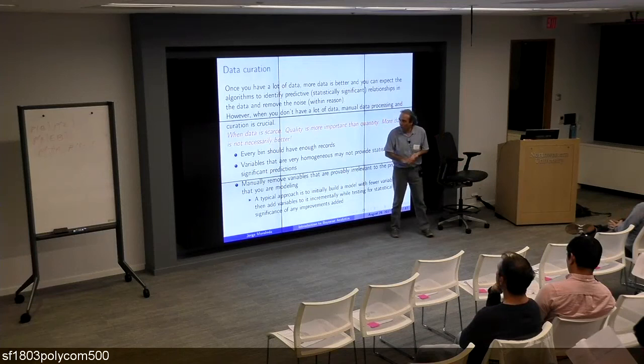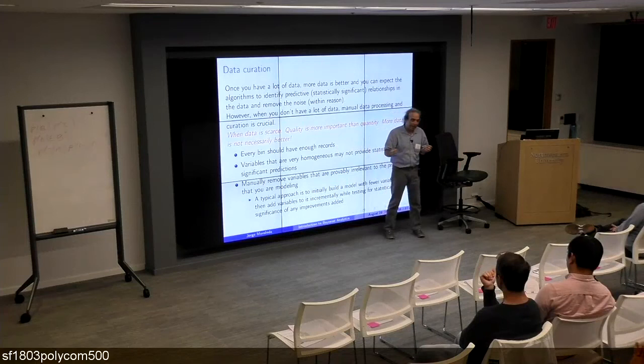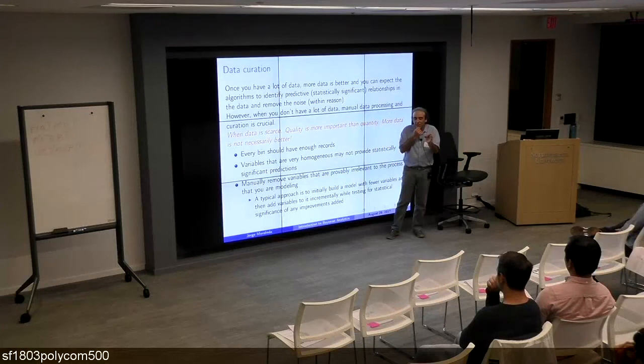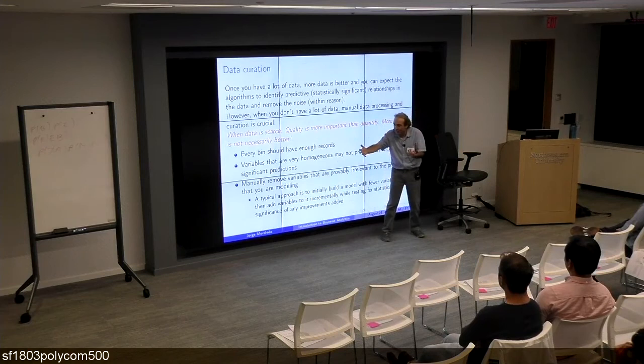So, things to consider: every bin should have enough records. Sometimes you end up doing some final form of binning and you get what seems like very high quality predictions. But then you start looking, and God, this variable only occurs in 3 cases. In those 3 cases, yes, I've observed that, so the variable seems to be incredibly predictive. But it's only 3 cases, so you just need to make sure.